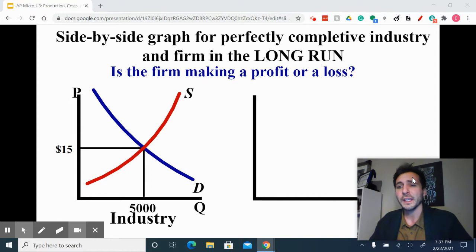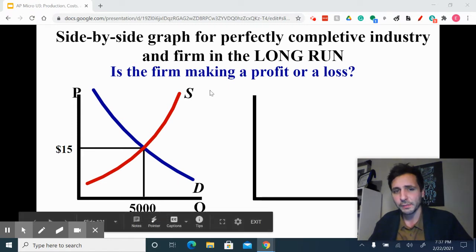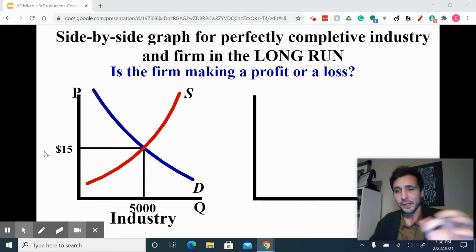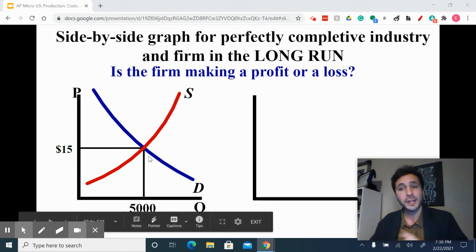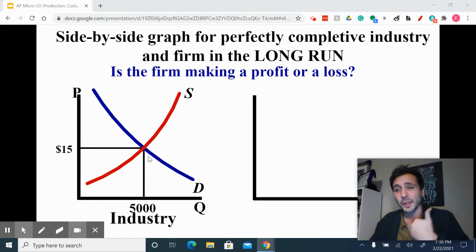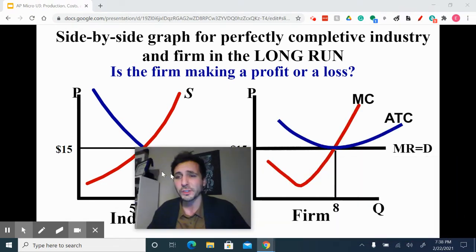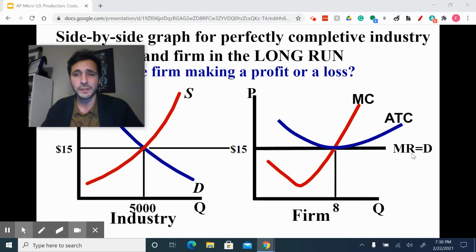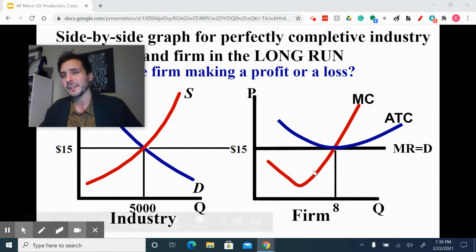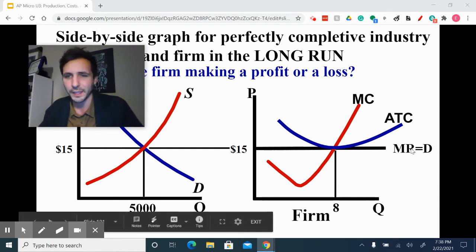Let's take a look at this in graph form. In the long run, it looks like this. We have our industry on one side, and we see that the price is made in the industry. We know a perfectly competitive firm is a price taker. They take that price. They have no control over price. Why? Because their product is 100% identical to every other product. So we dash that over, and that gives us our MR equals D equals AR. I call it Mr. D because that's too many letters. Mr. D is perfectly horizontal. We talked about that. They're a price taker. That's why that's the case.